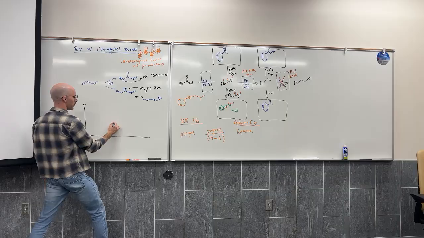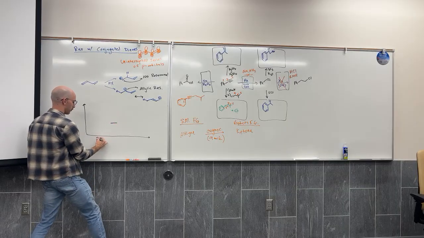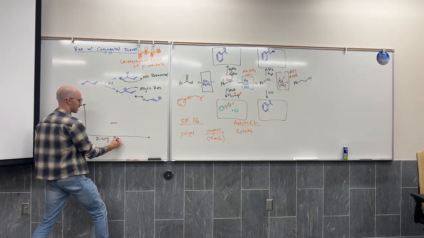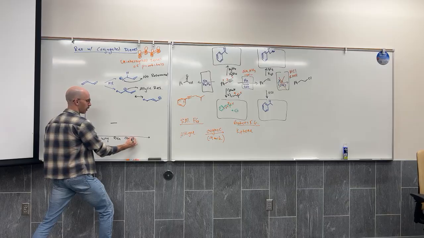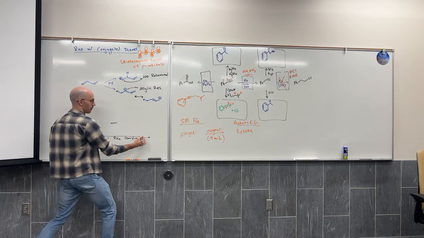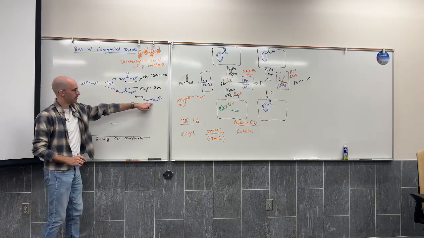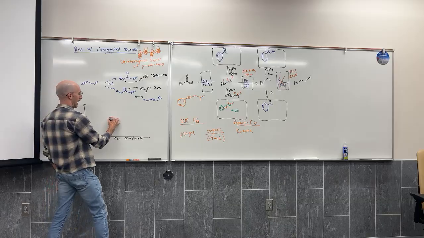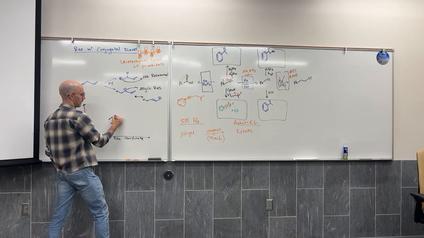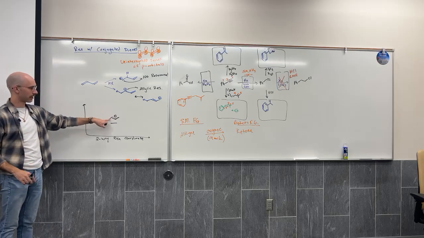So here's what I'm going to do. I'm going to give you a two-way reaction coordinate to explain why we can do both and how we can control them. If I have this allylic carbocation, meaning I've got it in resonance, it's not necessarily in one spot or the other.